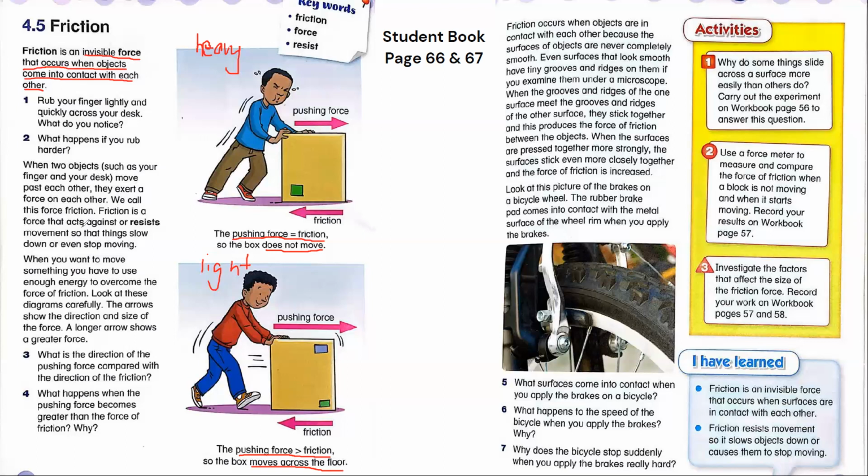Friction is a force that acts against or resists movement so that things slow down or even stop moving. Okay, this is a very important sentence. Highlight: friction is a force that acts against or resists movement so that things slow down or even stop moving.